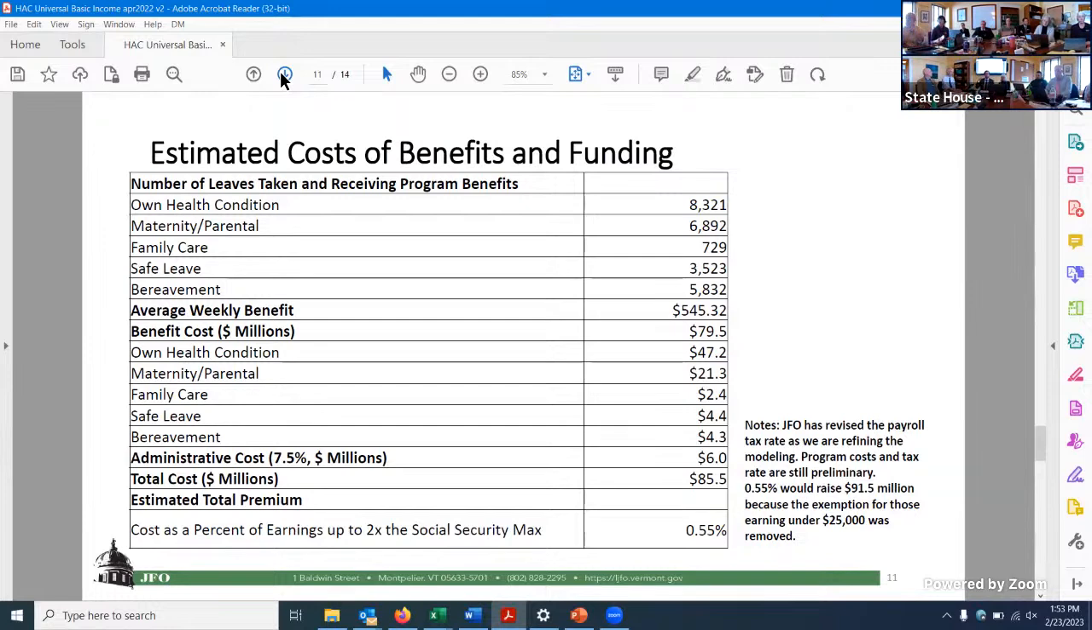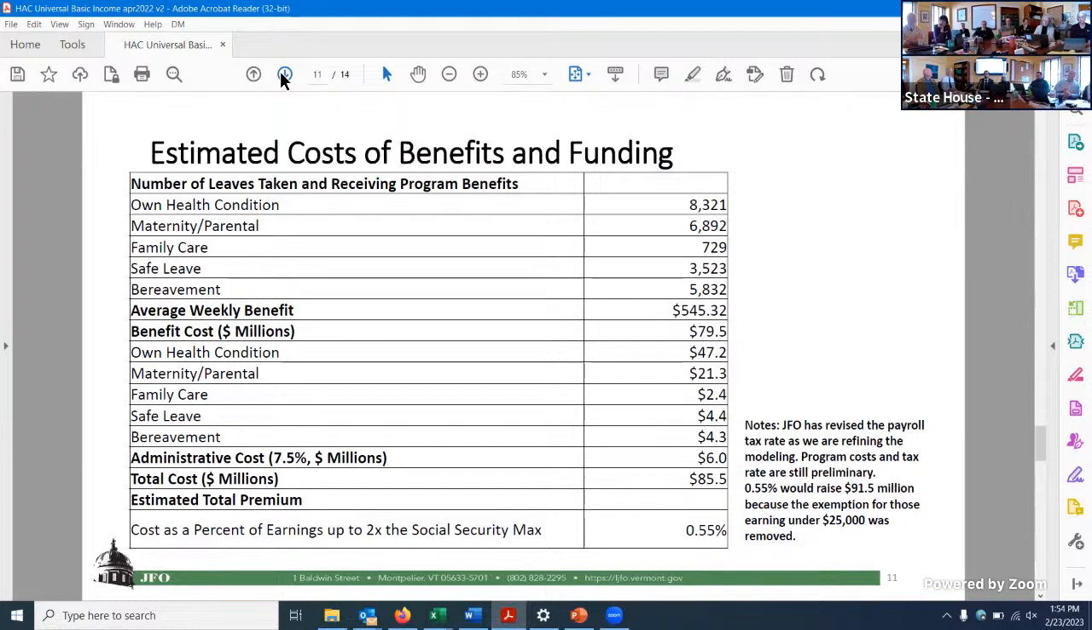So remember the max was at $1,135, right? And then the overall cost of just the benefits is that $79.5 million figure you see there. So when we apply that placeholder 7.5% ongoing administrative cost assumption to it, we're coming out to about $6 million.